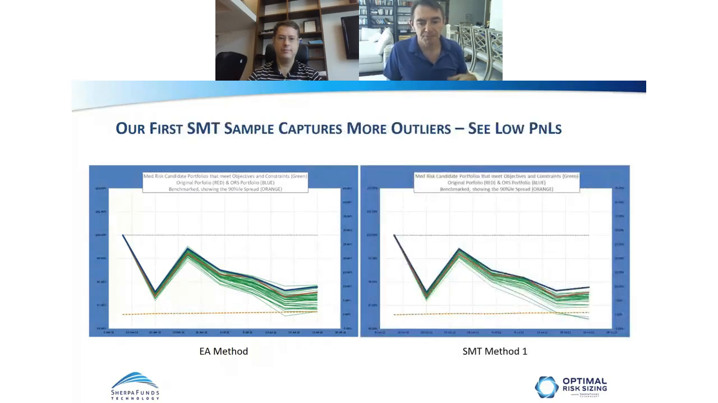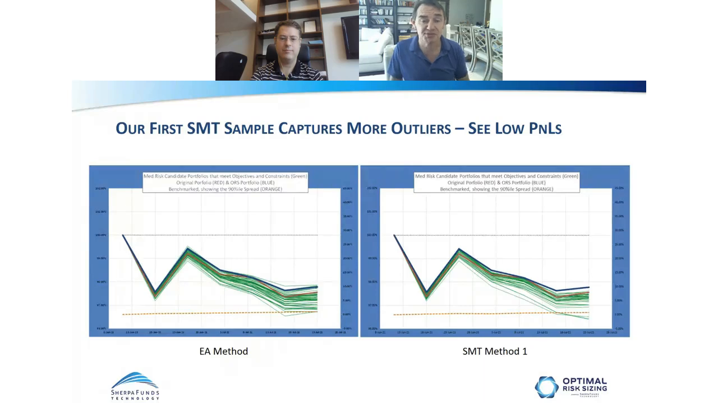The point is that as you move away from the EA into the SMT methods, you suddenly start finding more outliers. The fact that the graph on the right has these low P&L return streams means those are portfolios which the EA would never find. Exactly why it wouldn't find them, you could back engineer and try to get into that, but that's a very tedious and unrewarding piece of work. But the fact is that we know they don't find them.